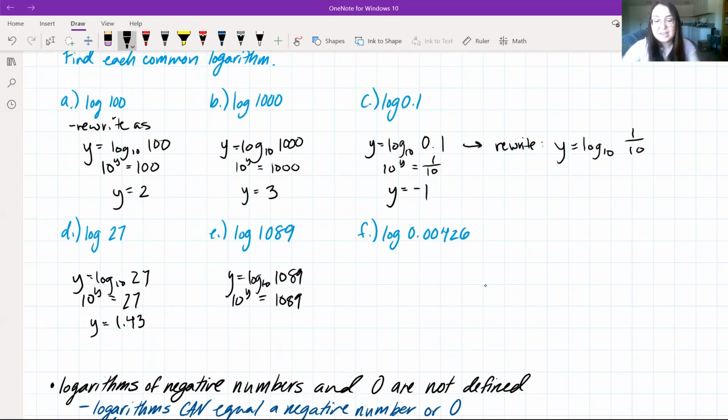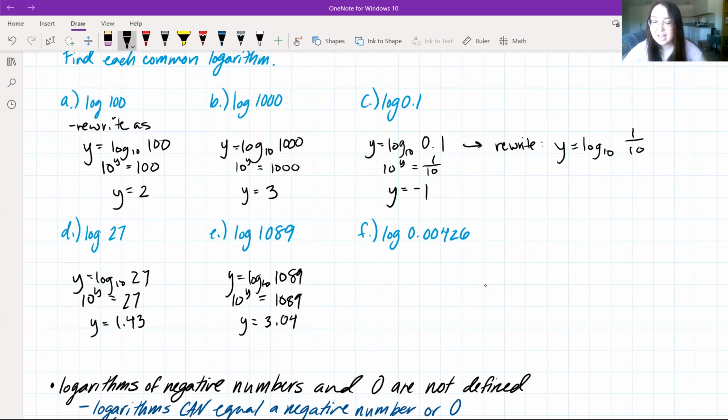And once again, we see it's much closer to 1,000 than it is to 10,000. So we can assume it's probably going to be a lower value of 3. So we can use a calculator. And if you did, you should have gotten y equals 3.04.